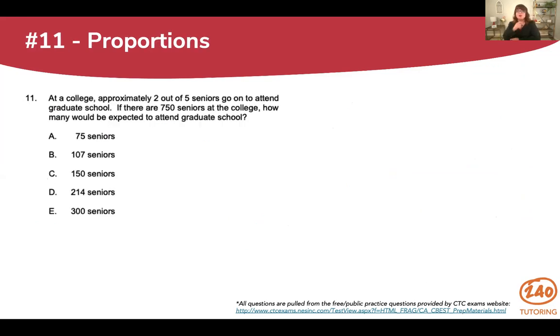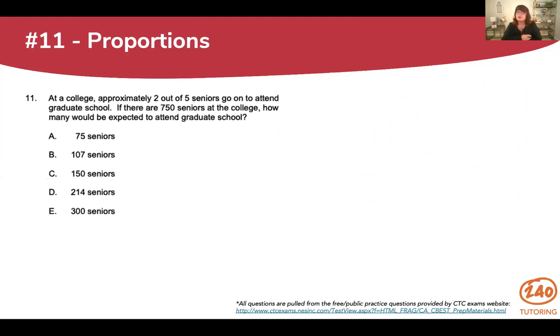Now this one's looking at a proportion. This one seems difficult at first glance, but really once you recognize it as what it is, it's actually pretty easy. It says, at a college, approximately 2 out of 5 seniors go on to attend graduate school. There are 750 seniors at the college. How many would be expected to attend graduate school?